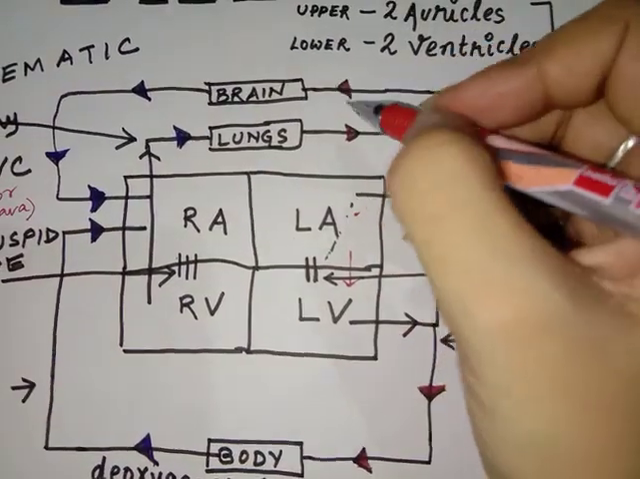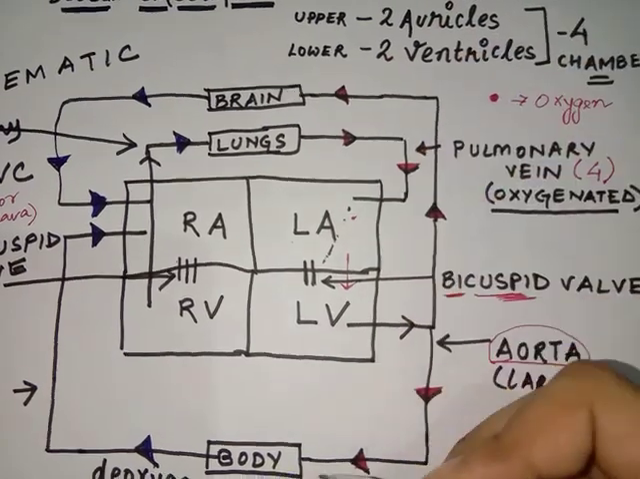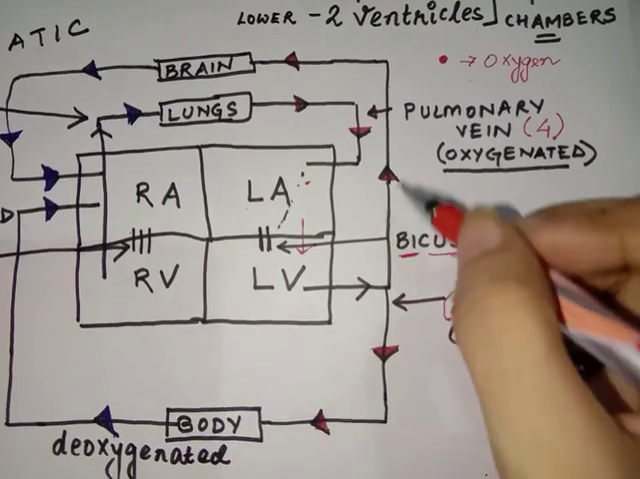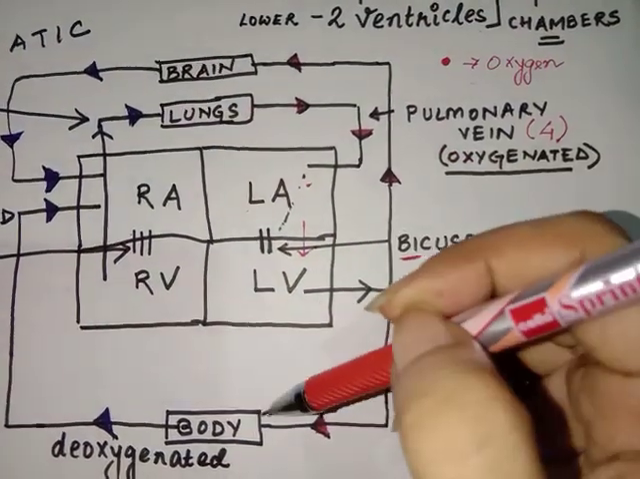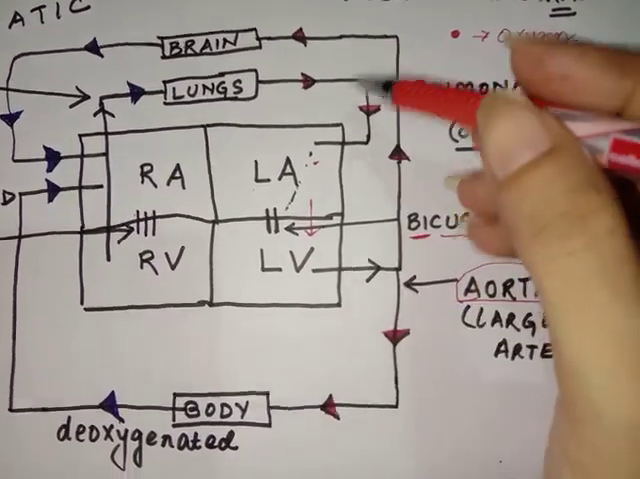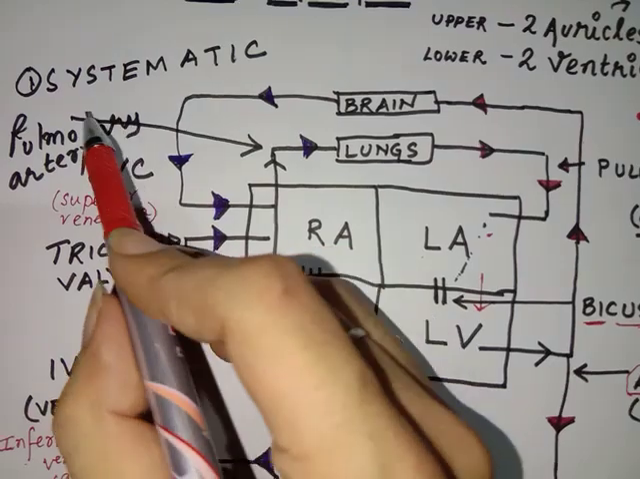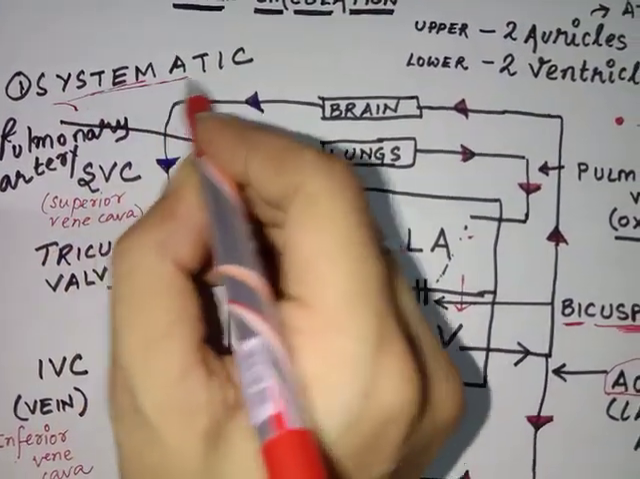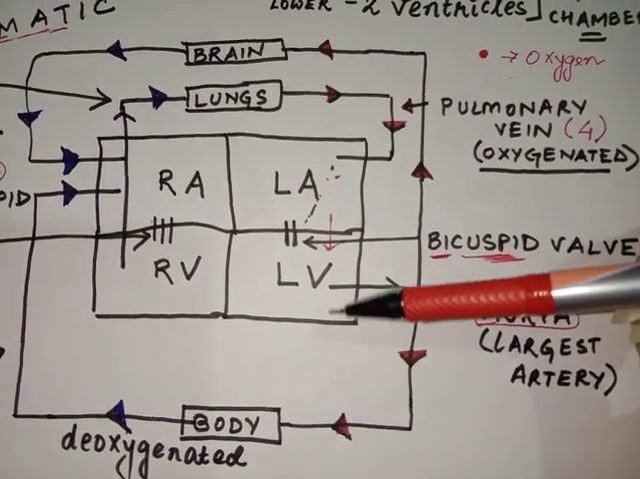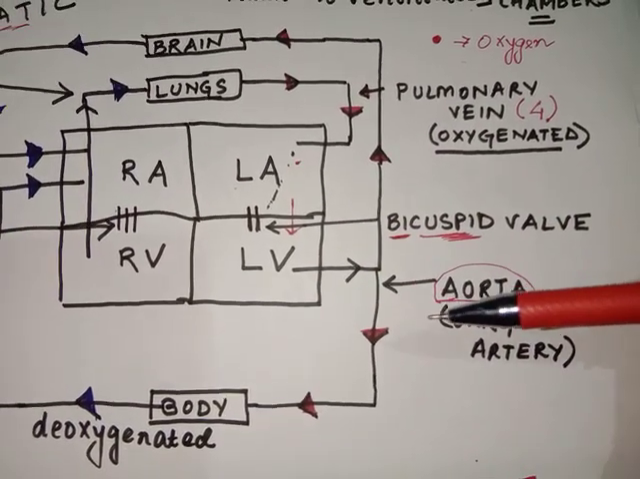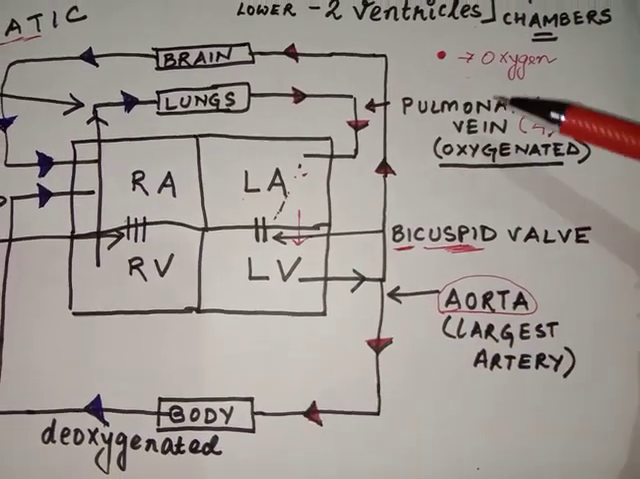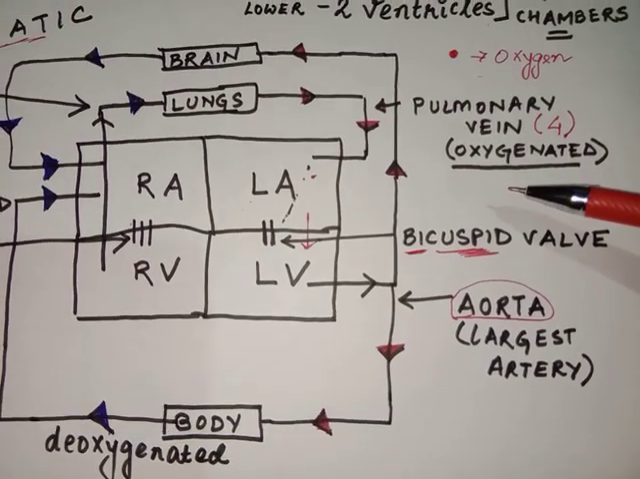So you can see that the left side of your heart is dealing with oxygenated blood, and it is supplying the oxygenated blood to the brain and to the body. This is the reason why we call this circulation of the left side of our heart the systemic circulation. The left side of our heart is dealing with systemic circulation because the aorta is distributing the blood to the brain and the body. What kind of blood is it? It is the oxygenated blood, right?